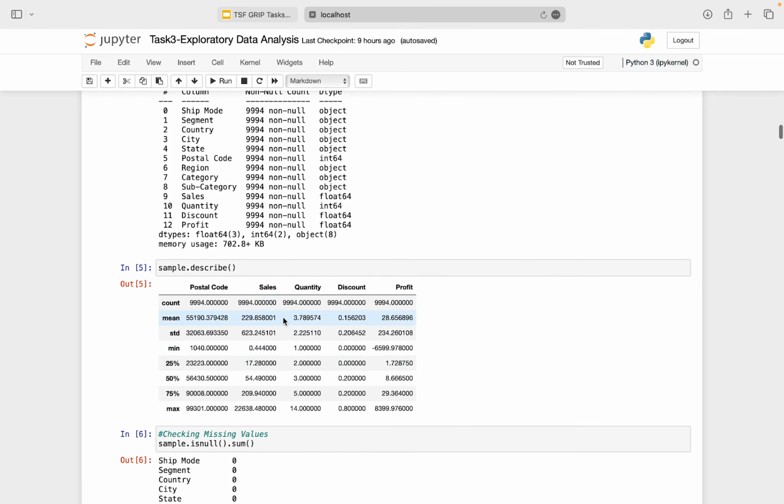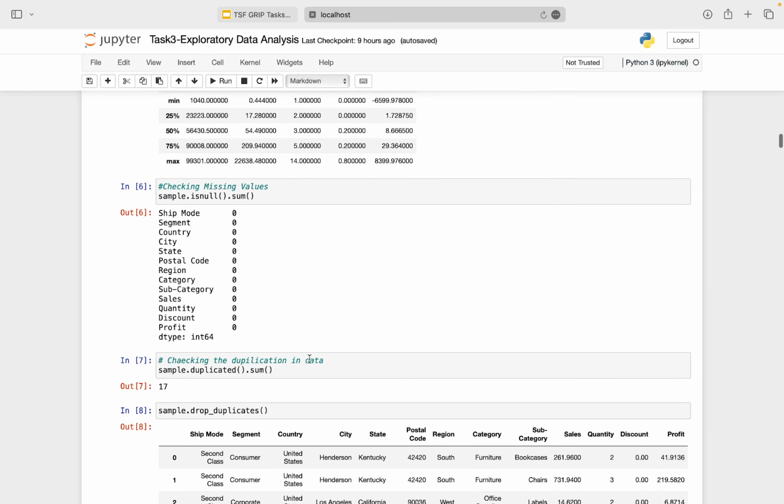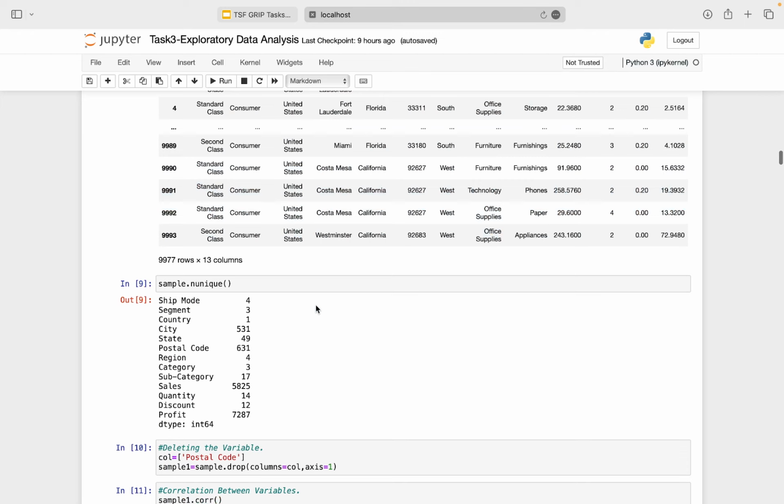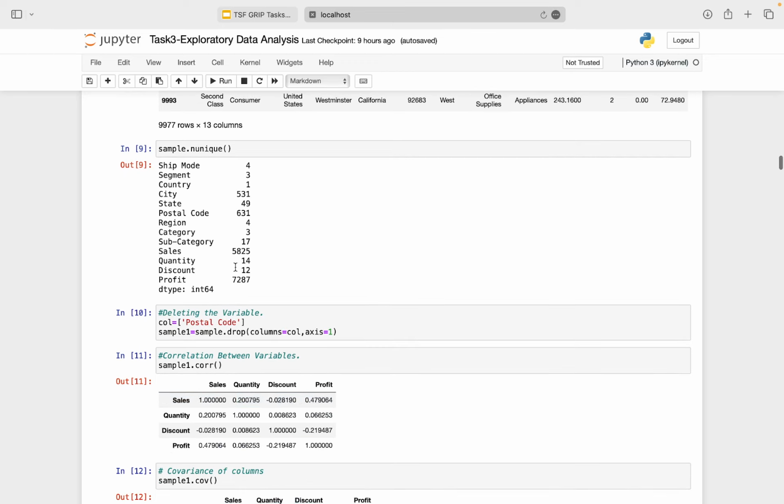Then I find the summary statistics, and this is the summary statistics. Again, I check for missing values and then check for duplication in the data. If there is a duplication, I drop the duplicates, and then to cross-check, I again find sample.nunique to find the unique number of line entries. Deleting the variable postal code, as it tends to repeat and hence is not necessary for our EDA.